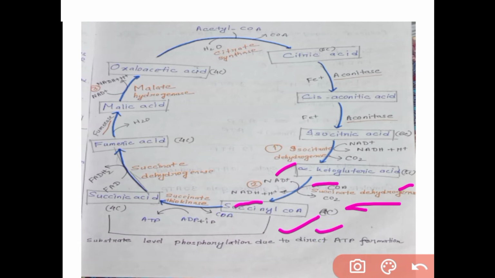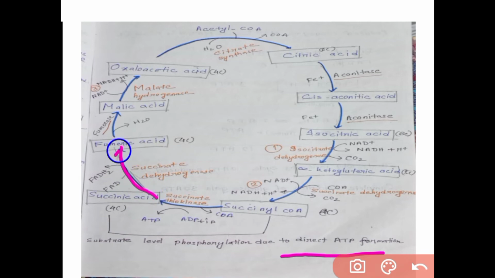Then succinyl coenzyme A is converted into succinic acid with the help of the enzyme succinate thiokinase. Here direct ATP is produced. This step is called substrate level phosphorylation due to direct ATP formation. Then succinic acid is converted to fumaric acid with the help of the enzyme succinate dehydrogenase. Here FADH2 is produced. Then fumaric acid is converted to malic acid.